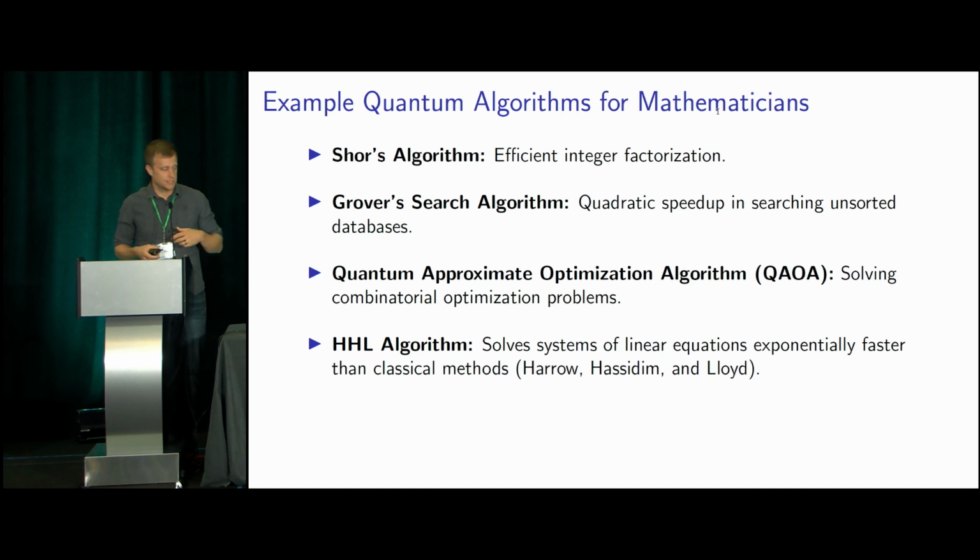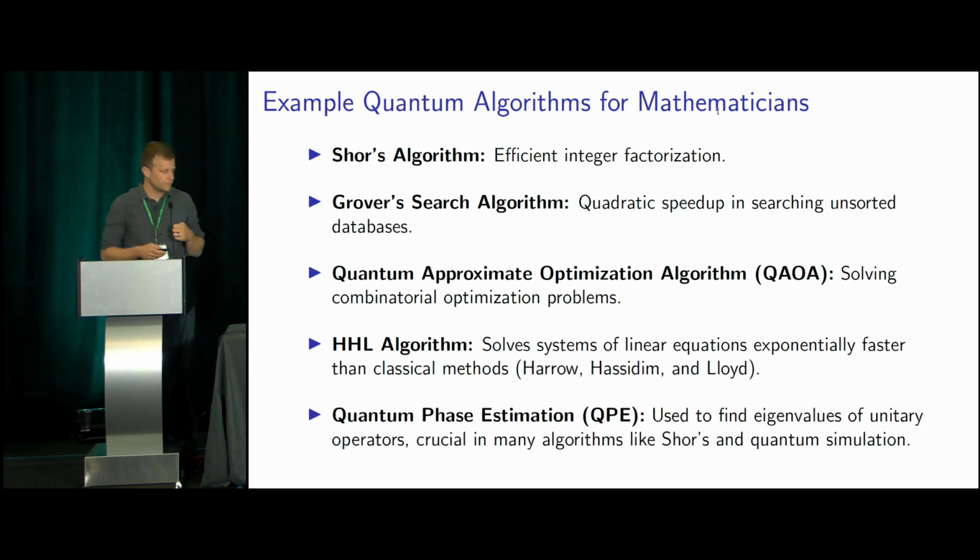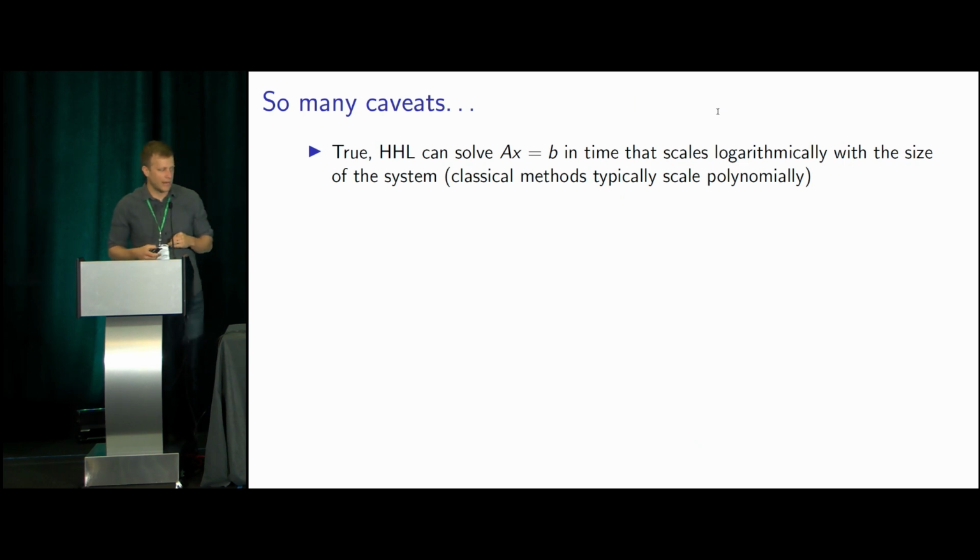HHL algorithm, it says it can solve systems of linear equations exponentially faster than classical methods. HHL, the names of the 3 authors. Quantum phase estimation, I guess I'll jump past that. So I'm running out of time, but I just wanted to grab HHL and give some caveats. Before someone says, hey, I can solve a system faster. I can solve Ax equals b in time that scales logarithmically with the size of the system. And classical things are usually polynomial. And so you'd be like, whoa, why don't I solve every system this way?